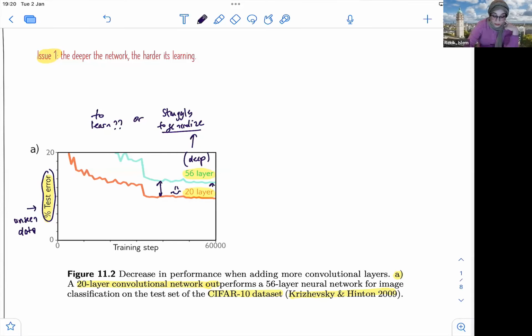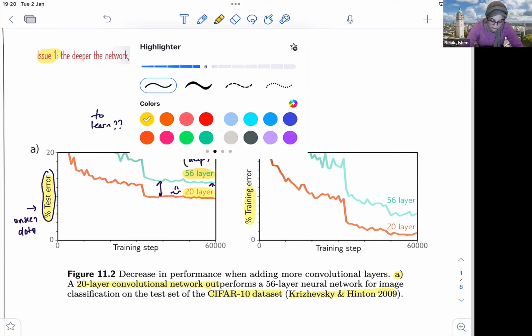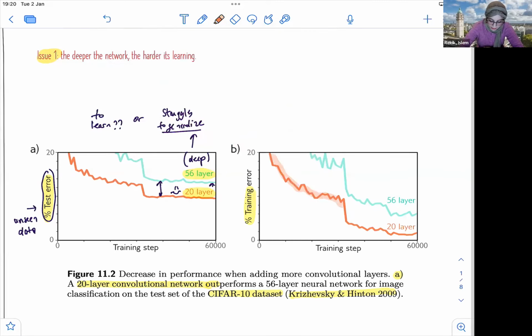But let's see what happens when we look at the training error. This is the training error, the training loss of our 20-layer network, and we plot the loss of the 56-layer, the deeper network. What do you guys notice? First, you always have a higher error for the deeper network. Okay, so the deeper network is not being trained well, and this is clear here.